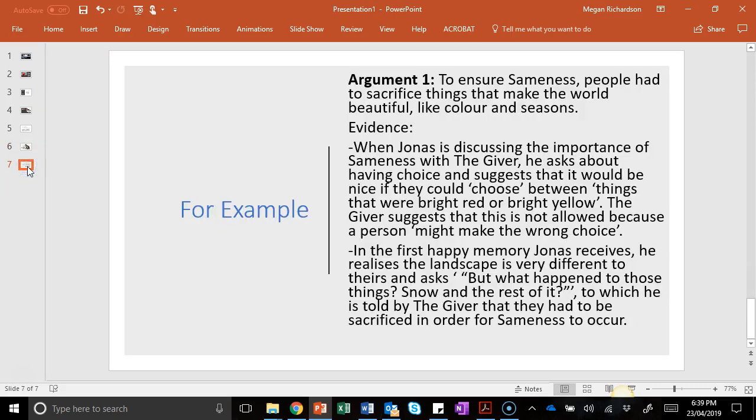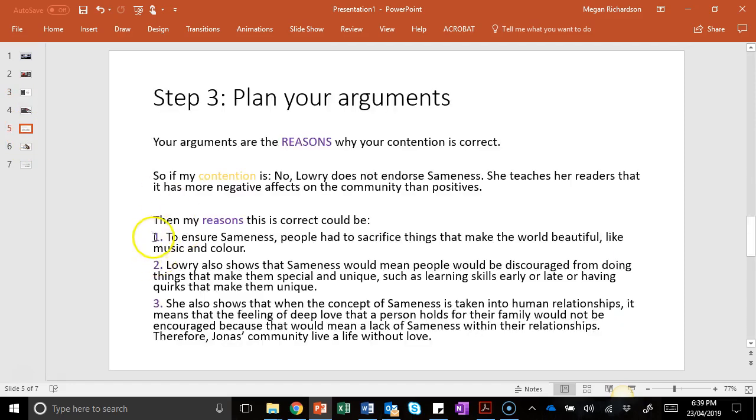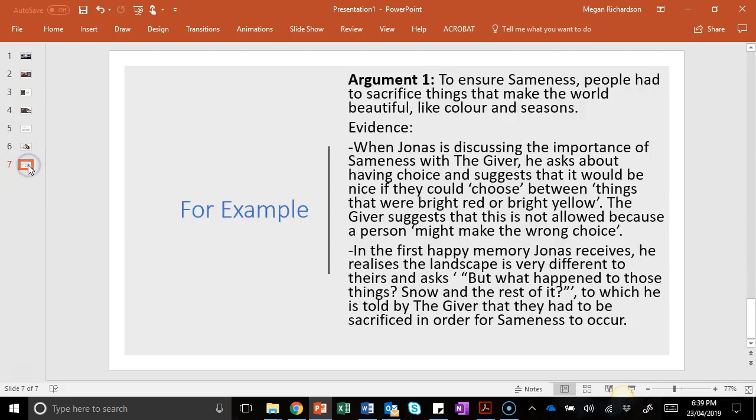Okay, so what I've done is I've taken the first argument out of the list of arguments that I had before. So I had these 3 arguments. I've taken the first one about music, like that they have to sacrifice things like colour. So I've said, my argument is, to ensure sameness, people had to sacrifice things that make the world beautiful, like colour and seasons. So I kind of changed it up. As I was writing it, I was thinking colour and music are good, but I could say more about how he changed the seasons and stuff, but anyway, doesn't matter.